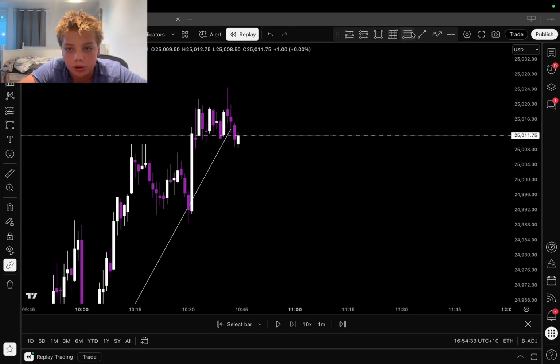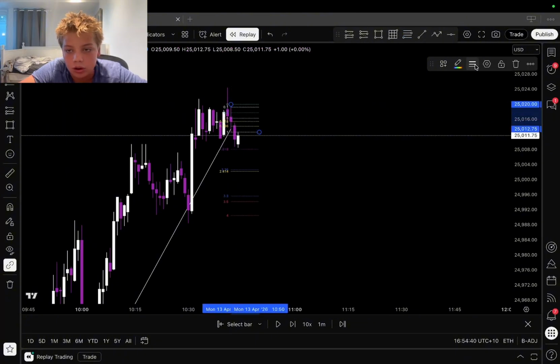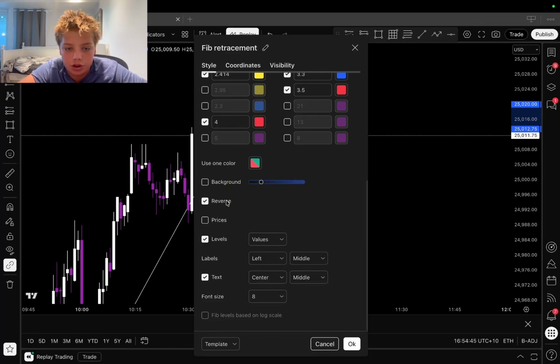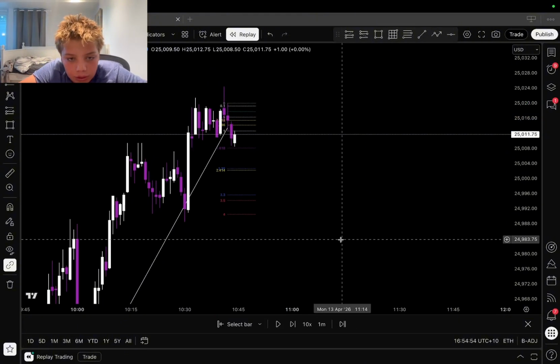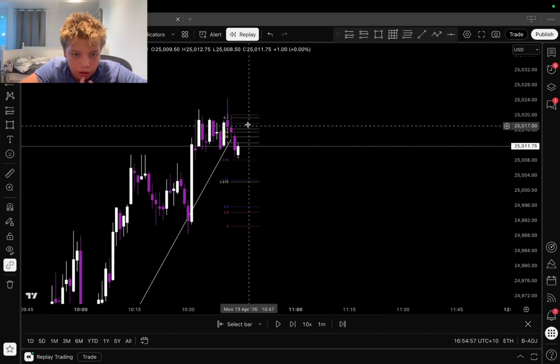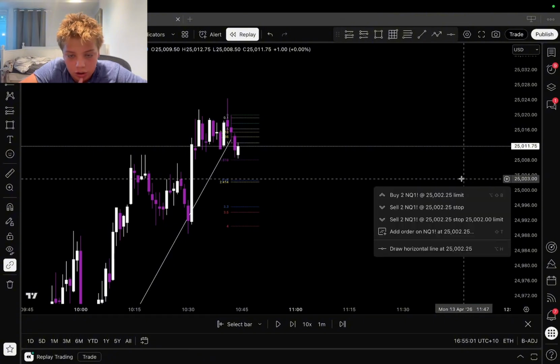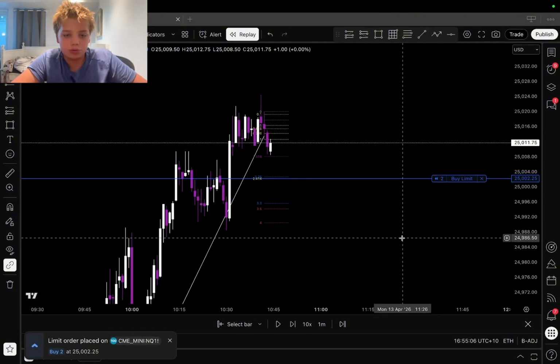Now we're going to get our Fibonacci tool and draw it out from top to bottom, and make sure you have the reverse on in the Fibonacci settings. You want to have the 2.414, 3.5, and the 0 level. You have the second breakout candle, and the 2.414 is our entry. This is just an example, but the 2.414 is our entry.